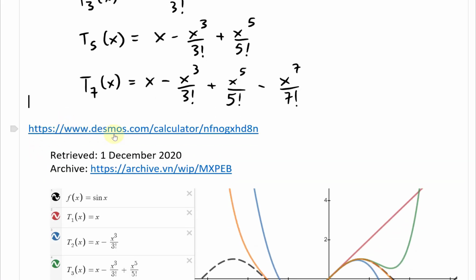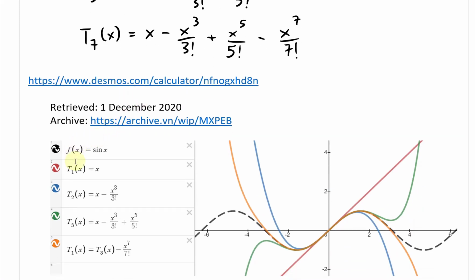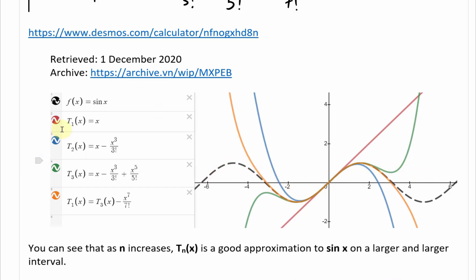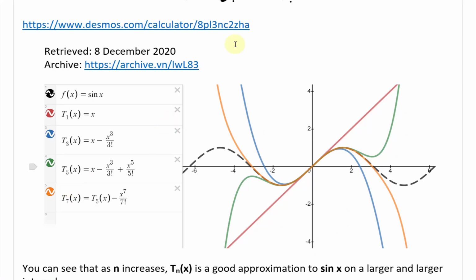And here, if we graph with the Desmos graphing calculator, we have f of x equals the sine of x as a dashed line across there. So the first one, T1 of x, is in red, and that is just a linear function. Notice that it's approximately sine of x near 0. Here I quickly pause the video and fix up these notations here. So T1, T3, T5, T7. Just fix those subscripts up.